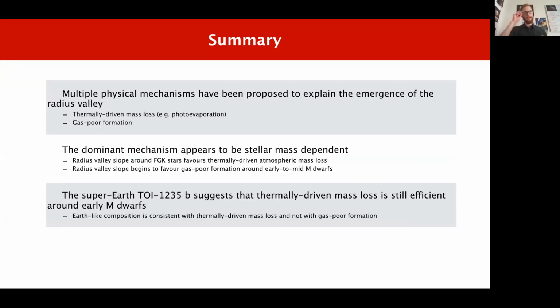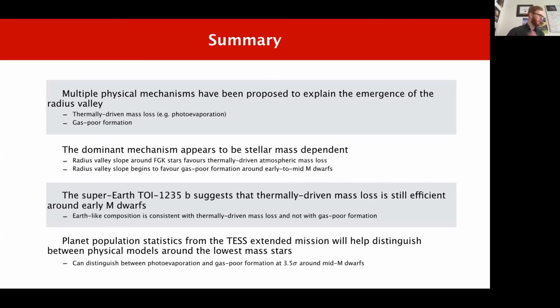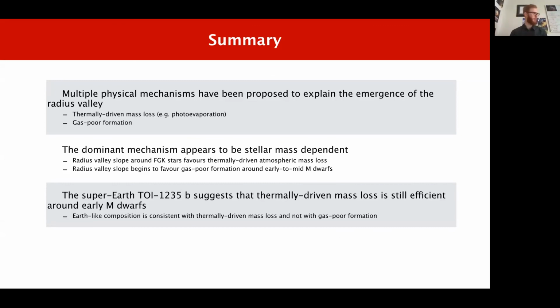And then lastly, the super Earth TOI 1235b suggests that thermally driven mass loss is still efficient around early M dwarfs, because it has an Earth-like composition that is consistent with thermally driven mass loss and not with gas pore formation. And then there's the last point with regards to the extended mission. So I will end there, and thank you very much.